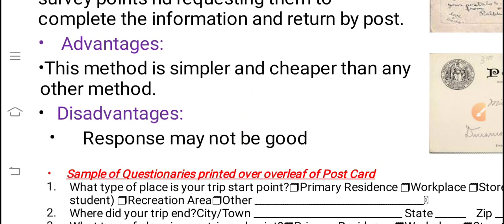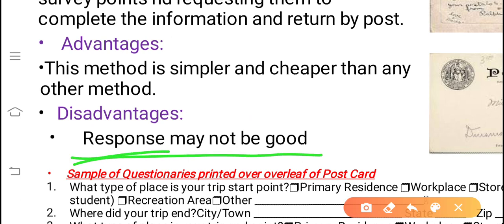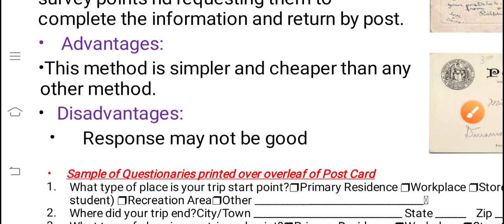Advantage: this method is very simple and cheaper than any other method. Disadvantage: response may not be good. This is the only disadvantage or limitation of the postcard method. Many road users may not respond immediately or may not at all provide the information by posting the prepaid questionnaire postcard. Okay.